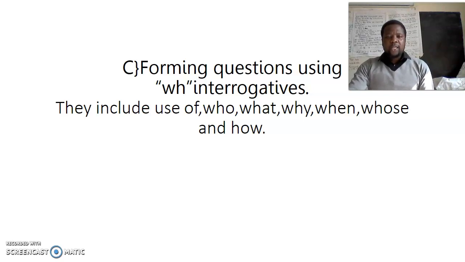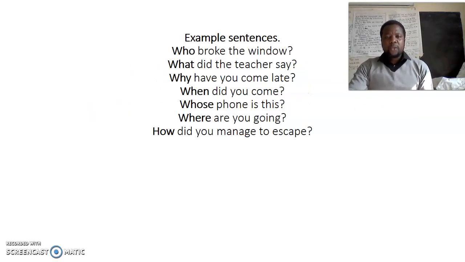Now, for example, let's look at the example sentences. Look at those sentences. Who broke the window? You want to know who broke the window. Which interrogative? Who. What did the teacher say? Why have you come late? When did you come? Whose phone is this? Where are you going? And how did you manage to escape? All these are interrogatives, and they are used differently depending on what you are looking for in that statement. Therefore, let's use them correctly.